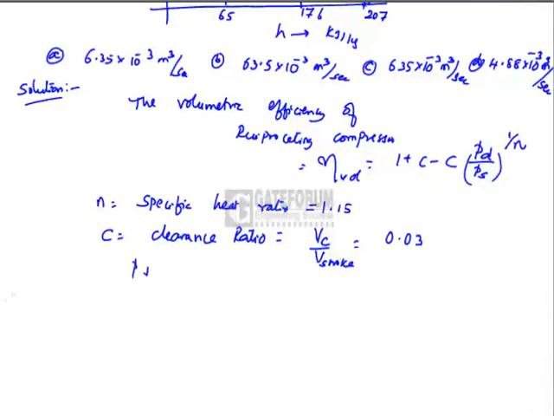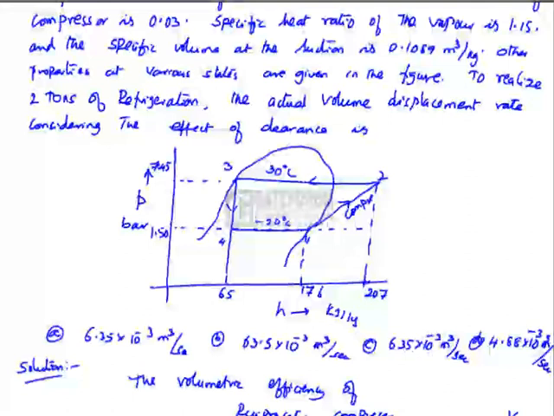P_D is given as delivery pressure, 7.45 bar. P suction is 1.50 bar, because that is the evaporator pressure, 1.5, which is the suction pressure into the compressor. This is the compressor, compression 1 to 2. Delivery pressure P2 is given as 7.45 bar.